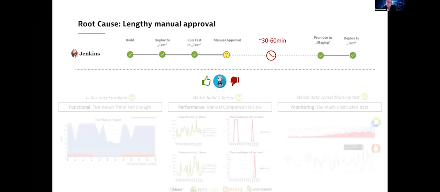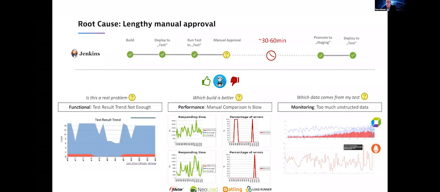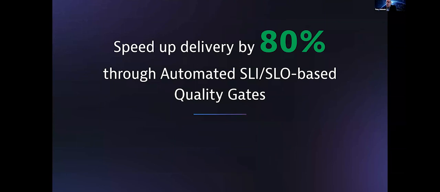And as you can see, you have to look at lots of data. You might have functional data, you might have data coming from your load testing tools, and you might have data coming from your monitoring tools, and somebody needs to decide, okay, this is a go or a no-go. You might already understand that this takes a lot of time, and that's where we want to speed up this validation process by 80%. We want to really get in there and help you enhance the speed of delivery on that side.